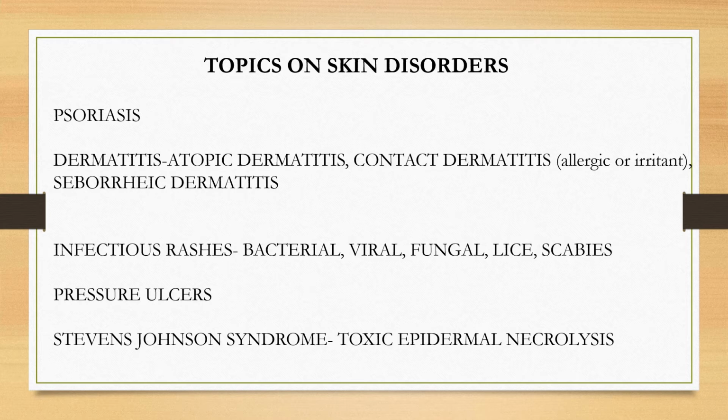Infectious rashes, well, we'll talk about some bacterial ones, viral rashes, fungal, and then we'll get into some infestations, lice, and scabies. Okay? Talking a bit about pressure ulcers and the stages of pressure ulcers and how we treat them. And then finally, and luckily, uncommon rashes, Stevens-Johnson syndrome, and a more severe form of Stevens-Johnson syndrome called toxic epidermal necrolysis, or TEN. Okay.